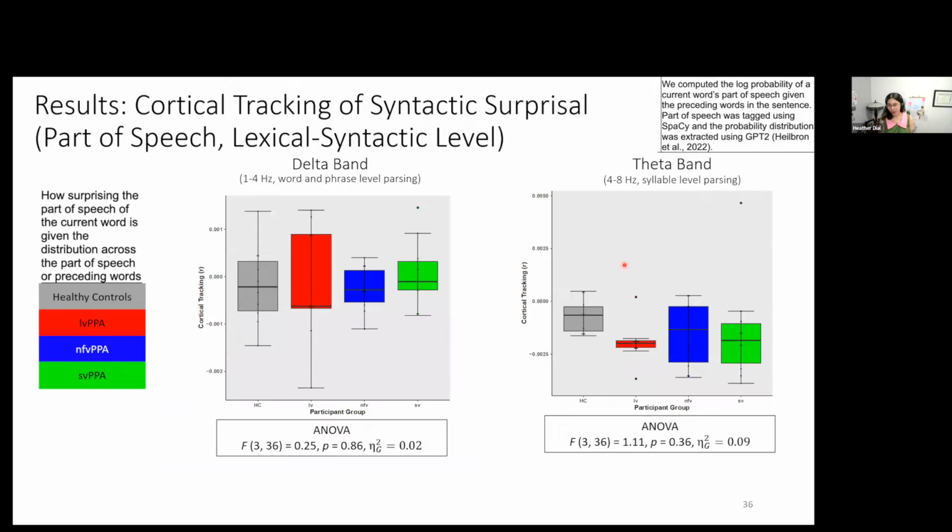All right, lastly, we looked at syntactic surprisal. This is how surprising the part of speech of the current word is given the distribution of parts of speech for preceding words. And again, we're not really seeing any significant differences between groups at the delta level. In the theta band, we are seeing maybe a trend here in the logopenic, but we're still in the negative range here for the added value of syntactic surprisal, so I'm hesitant to make too much of this.